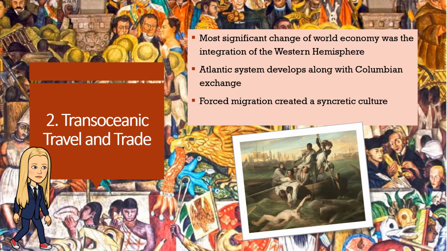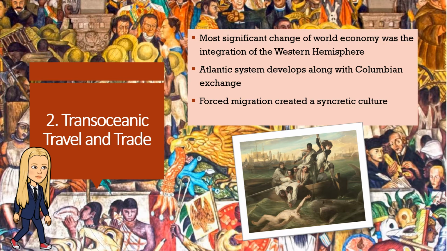The most significant change to the global economy in this period was the integration of the Western Hemisphere into the global trading network. This change resulted from Western European states wanting to find a sea route to Asia. They borrowed and developed technology that made ocean travel easier, like astronomical charts, the astrolabe, the magnetic compass, the lateen sail, and so forth.